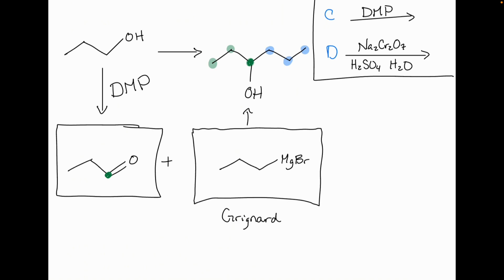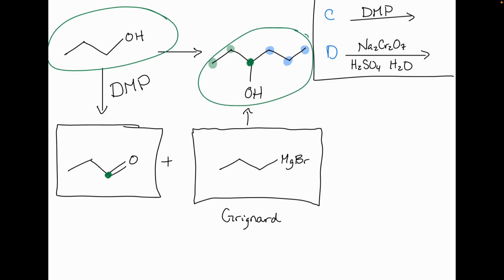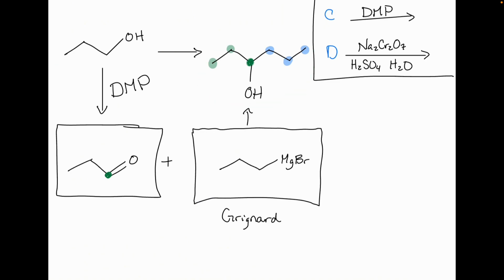Okay, so one of the things that you're going to practice on your homework is turning a small alcohol into a larger alcohol by first using these oxidation reactions that we learned about last chapter, and then our new Grignard reactions to create that new carbon-carbon bond.